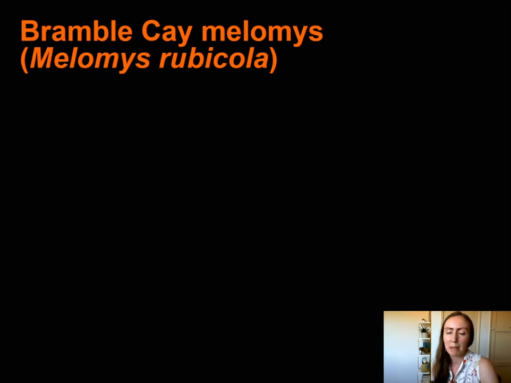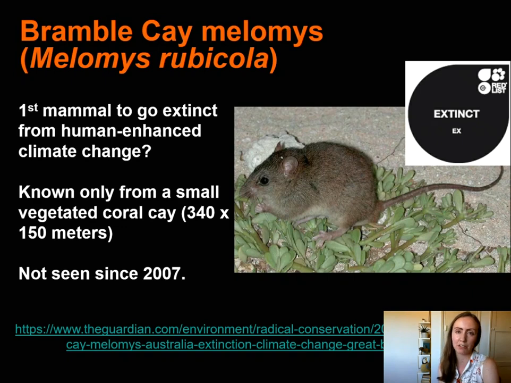And now I wonder how many people have heard of this species. This is the Bramble Cay melomys. Well, actually, I hadn't until it hit the news back in 2016, when it was declared extinct due to habitat loss from rising sea levels. But the vast majority of the planet has never even heard of it. And then there are the millions of species out there that are yet to be discovered. It's hard to care and conserve for a species if we don't know it exists.